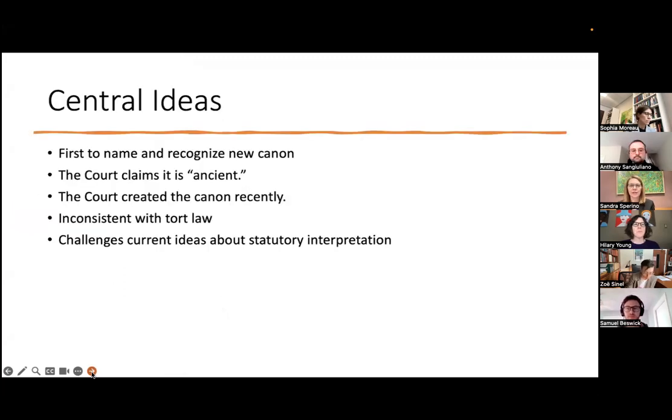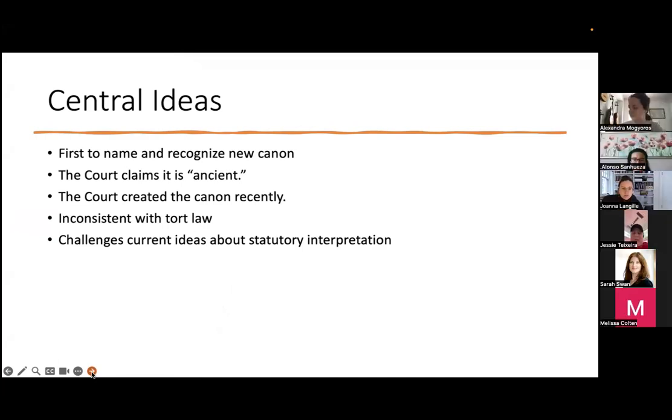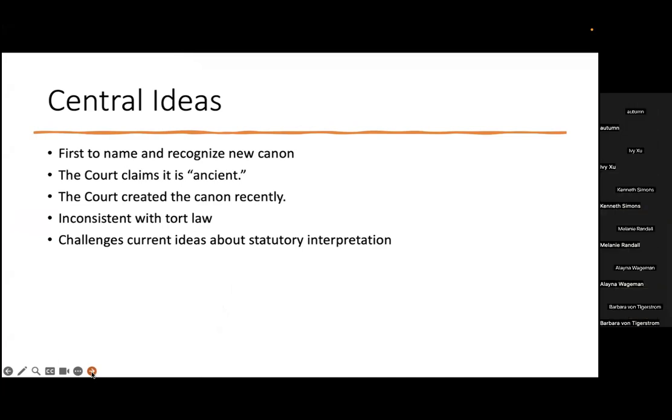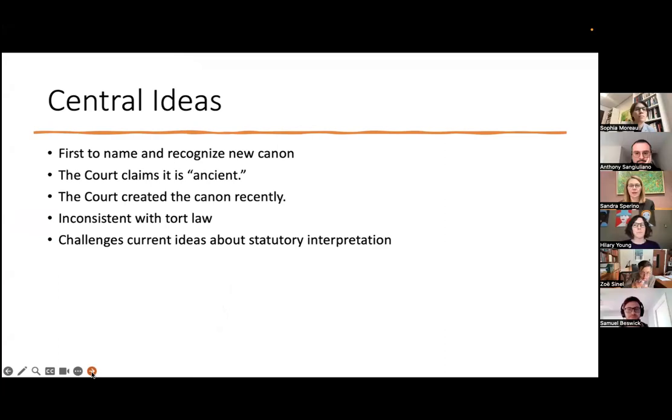So the central ideas of the paper, for those of you who haven't had a chance to read it: the first one is that this is the first article to recognize the new canon and to give it a name. Now, the court has used the canon several different times, but this is the first time in the academic literature that someone has noted the canon. The court very strangely claims that the canon is ancient. In several cases, it also says the canon has a long pedigree.